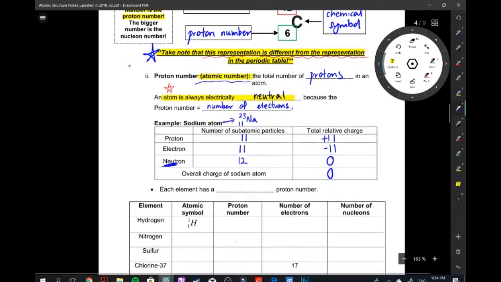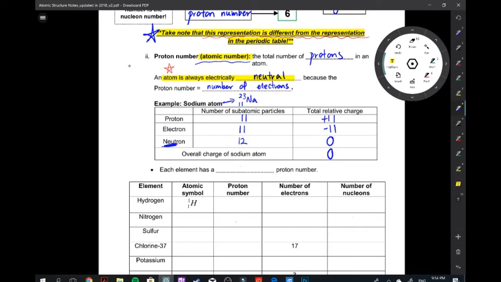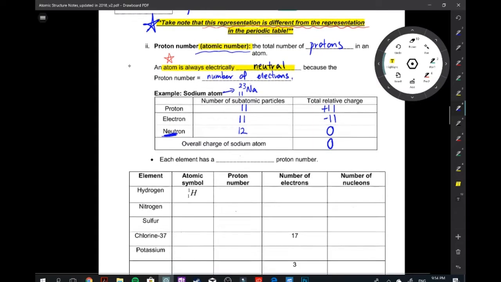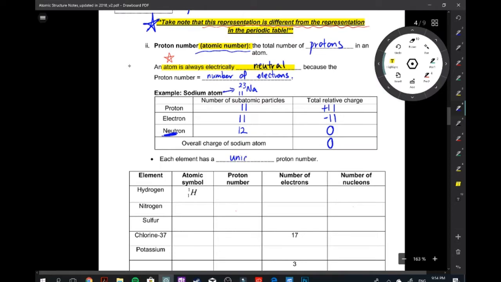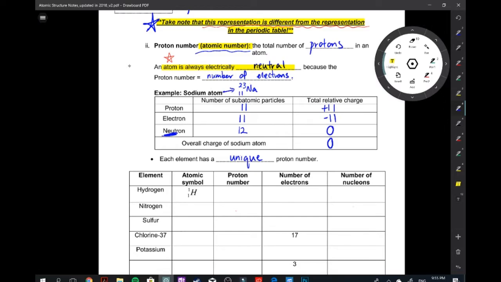Alright, in addition to that, every element actually has something that we call a unique proton number. So if you take a look at the periodic table itself, you realize that no two elements will have the same proton number itself.